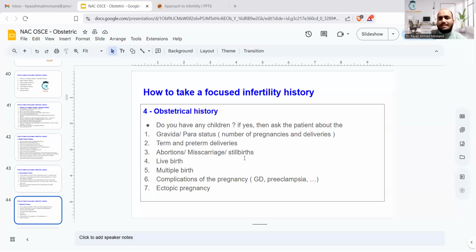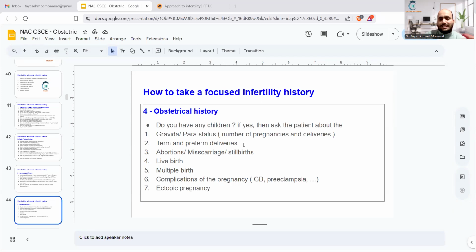This will give you an idea whether there could be any issues or complications from delivery or childbirth that may be causing this current infertility, or it will also point to us that the patient is normal and able to conceive. Maybe the issue is with the male partner, so we can then move on and investigate the male partner in more detail. Ask about their deliveries.